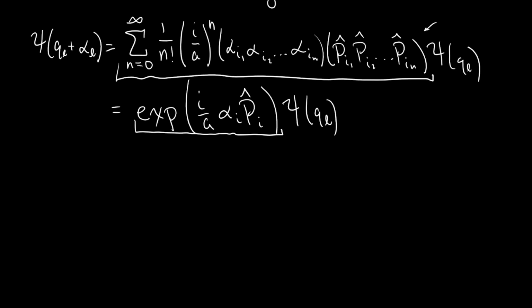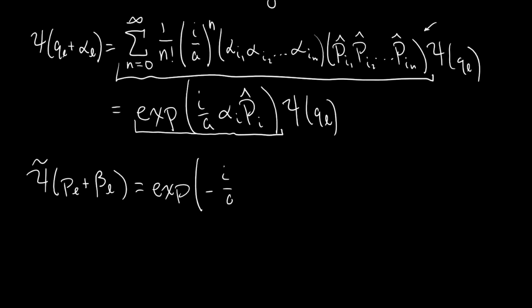Okay, so we can do a similar thing for momentum. Say I have E sub L plus beta sub L, in which case I can do the exact same steps, and I find minus i over ħ, beta sub i, hat sub i, where the relative minus sign between the two essentially comes from the relative minus between the Fourier transform relations, or the relative minus between the derivatives in the conjugate spaces, etc.